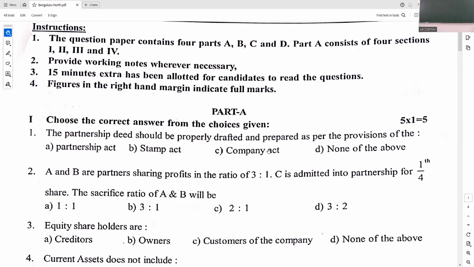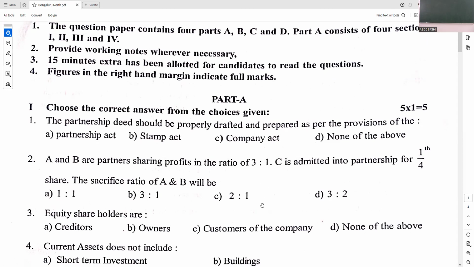So starting with Section A, the partnership deed should be properly drafted and prepared as per the provisions of the Stamp Act, if nothing clearly has been given. But as per my knowledge, drafting should be done as per the Indian Partnership Act and preparation should be done as per the Stamp Act. But at this moment, as it is given in the scheme, we go with the Stamp Act only. A and B are partners sharing profits and losses in the ratio of 3:1.